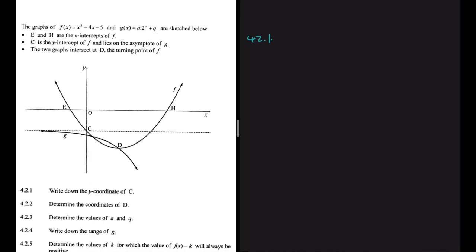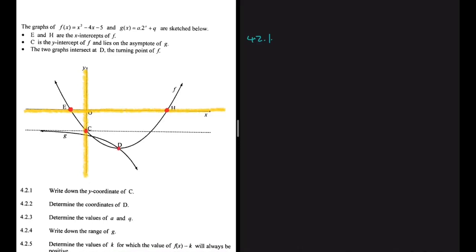And then E and H are the x-intercepts. We have E here, as you can see, and then we have H here being the x-intercept. So this line here is our x-axis, and this line here is our y-axis. And then C is the y-intercept of f. So we have C here being the y-intercept of f, and it lies on the asymptote of g. The two graphs intersect at D, so they are intersecting here at D, the turning point of f.